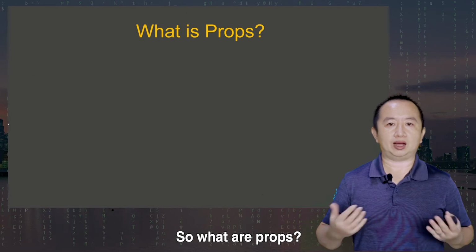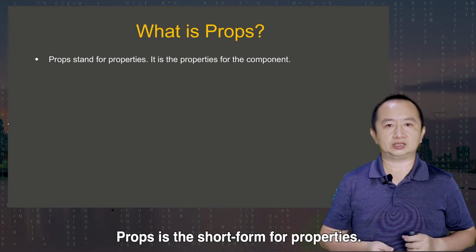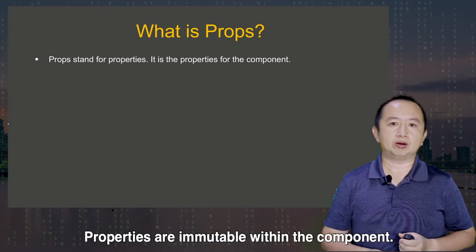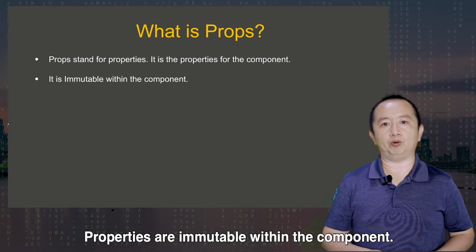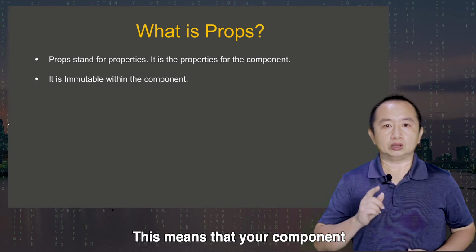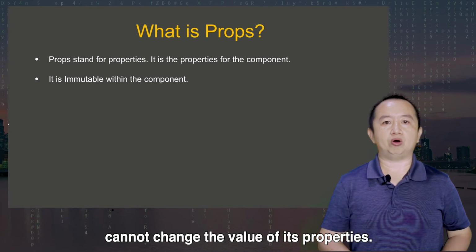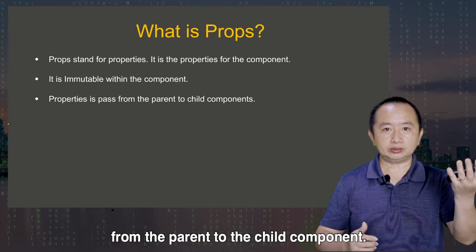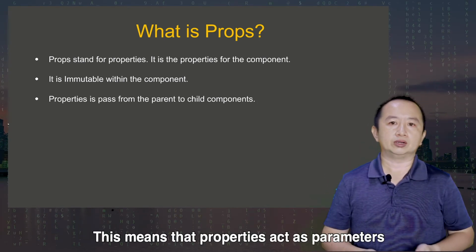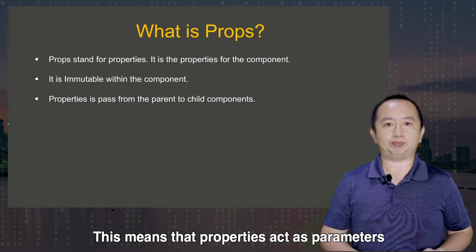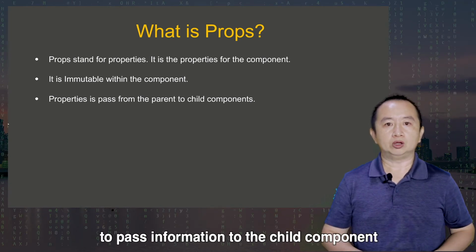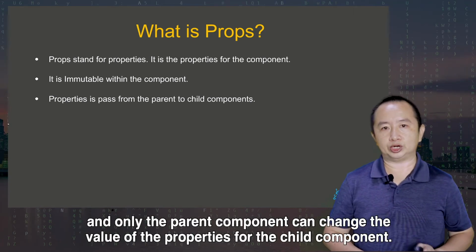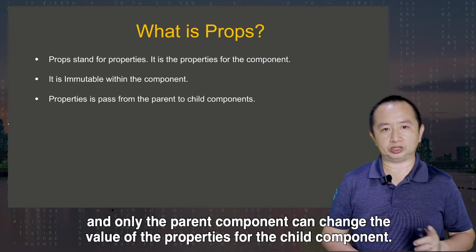So, what are props? Props is the short form for properties. It is the properties for the components. Properties are immutable within the component. This means that your component cannot change the value of its properties. Properties can only be passed from the parent to the child components. This means that a property acts as a parameter for the parent component to pass information to the child component, and only the parent component can change the value of the properties for the child components.